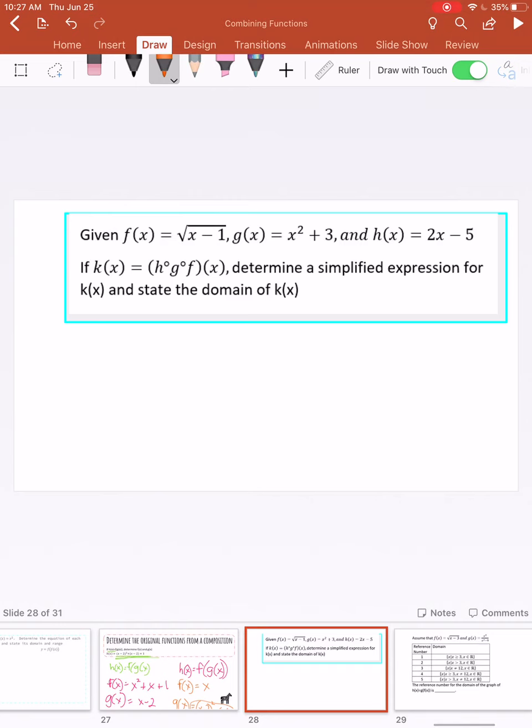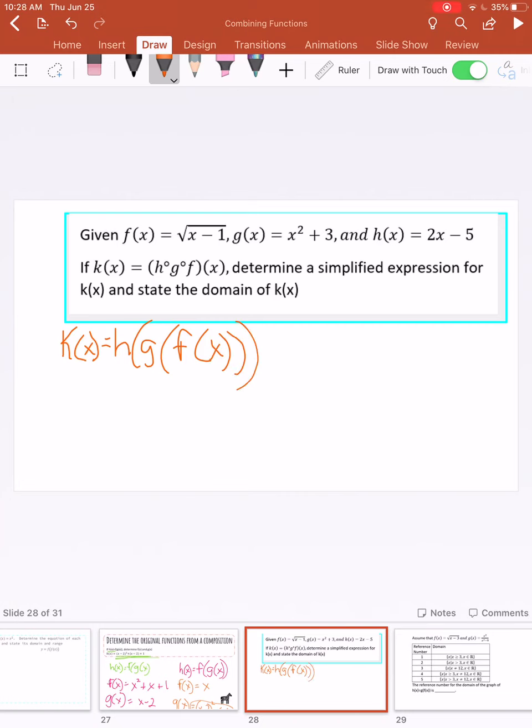All right, so this is a couple old diploma questions now. Given that f of x equals the square root of x minus 1 and g of x equals x squared plus 3 and h of x equals 2x minus 5, if k of x equals h as a function of g as a function of f, determine a simplified expression. What I'm going to do is rewrite this, because I prefer the other notation, it just makes more sense in my head.